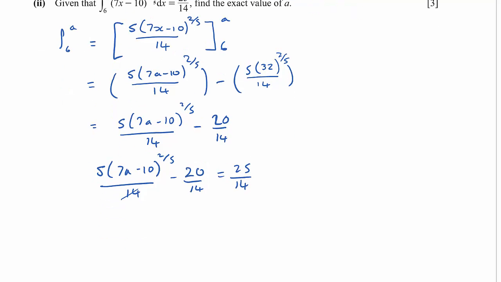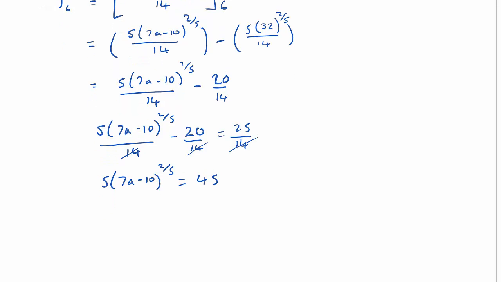Well, the first thing we can do there, since all the denominators are the same, is get rid of them. And then the 20 can come over to this side. So we've got (7a − 10)^(2/5) would be equal to 45. Divide both sides by 5, and we have (7a − 10)^(2/5) is equal to 9.